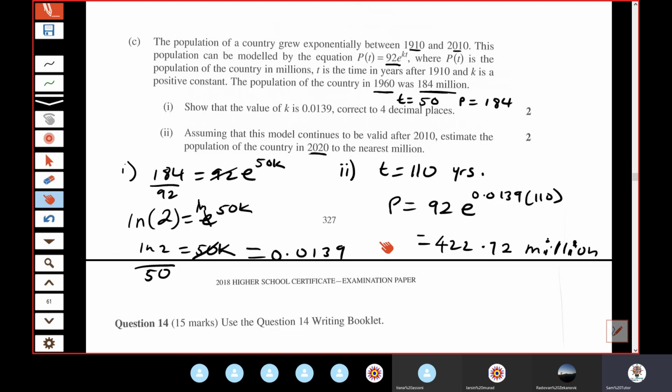All right, hold on. Let me just get it all out again because I didn't write the rest. 92 e^(log 2 on 50 times 110). It was 42.7209909946. Like I said, it's in millions, so you've got to times it by 1,000,000. If I times that by 1,000,000, it's 422.7, which means it's 423 million. 423 million.